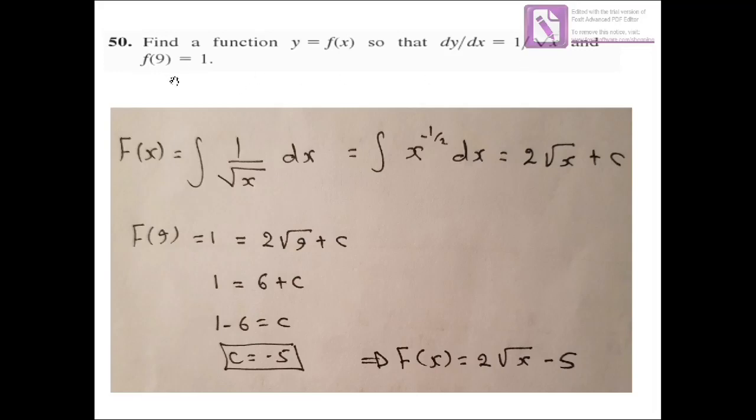If you are given the initial value problem, whenever you finish finding the integration, you have to find what is the constant c.